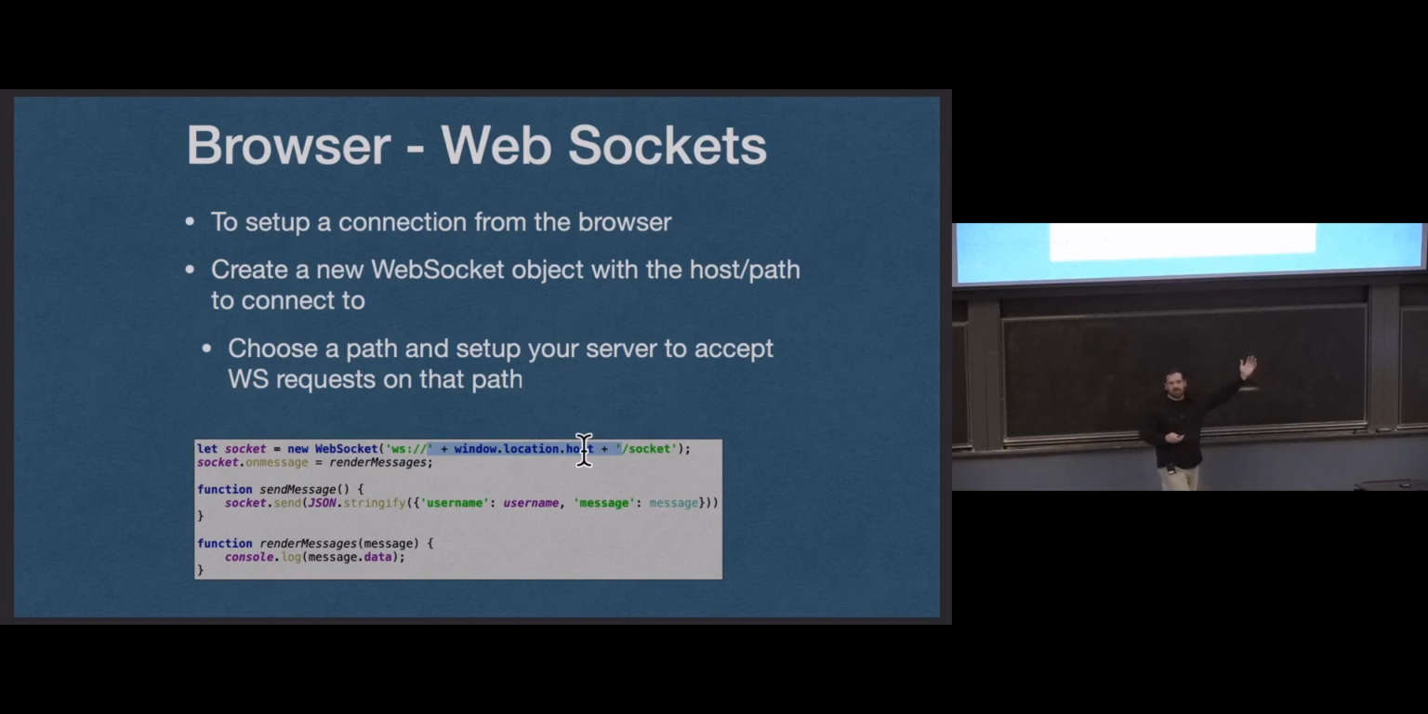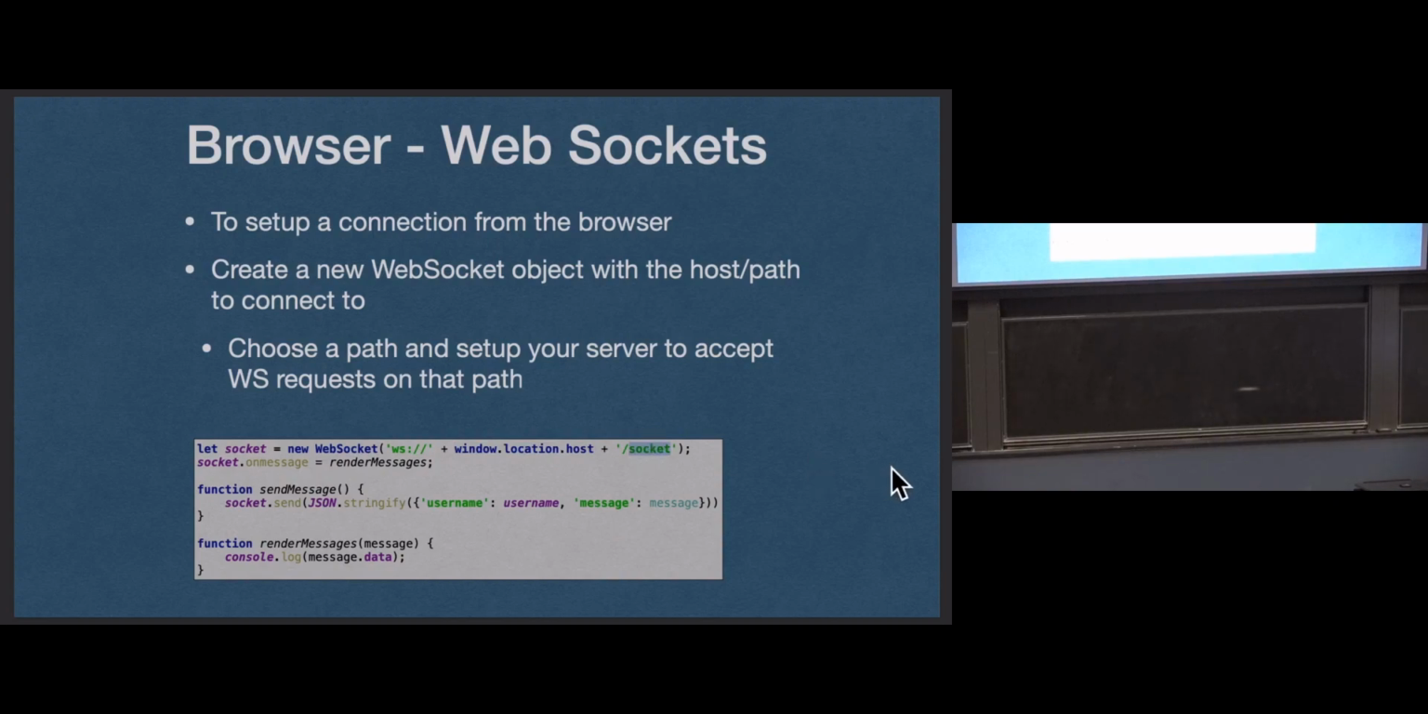Do a find and replace on the whole project, look for localhost, and then just go through and replace them all with window.location.host. So I'd recommend using this for your homework. This is going to have the same effect as having localhost:8080 right there, because that's what window.location.host is going to be for that. And then socket, this is whatever path you choose.